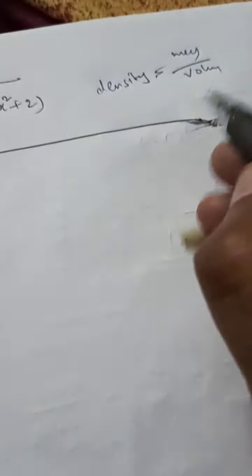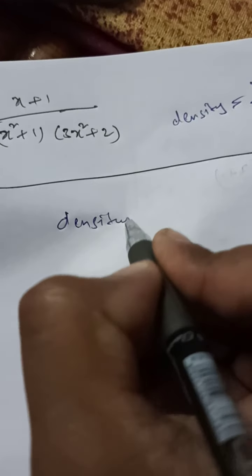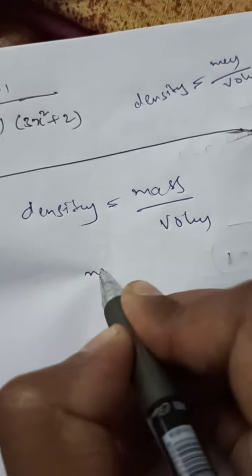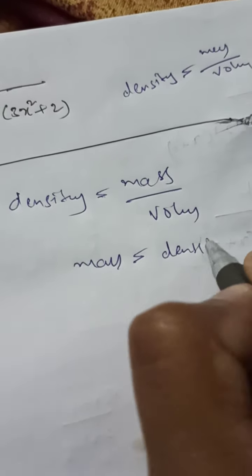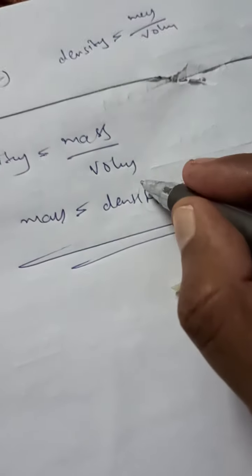In general, density is mass per volume. First, a general description I am giving to you: density is equal to mass per volume. That means mass is equal to density into volume. So this principle I am going to use at last. Density they have given, we need to find the total volume of the wire. Once we know the total volume of the wire, we can find the mass.